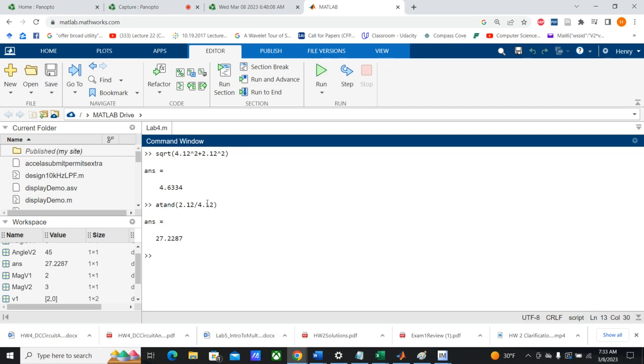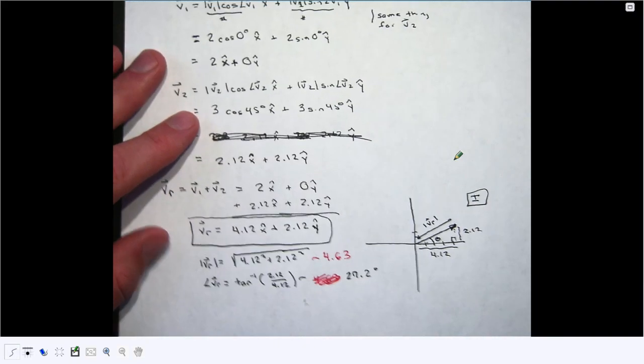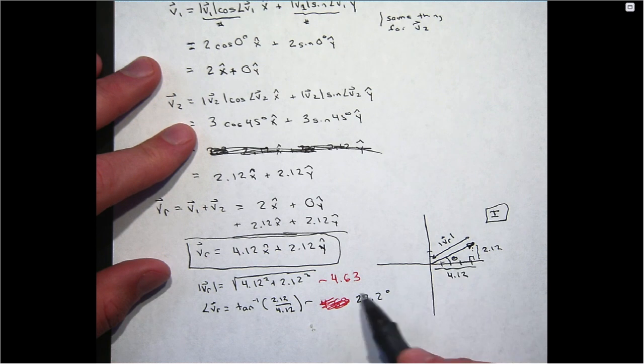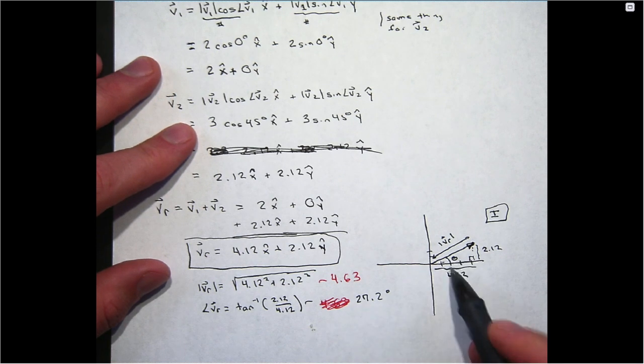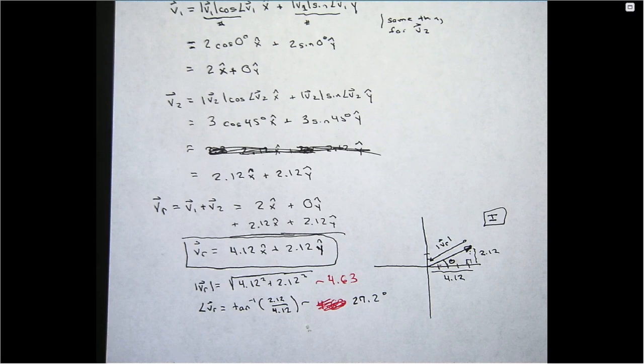So we can look at our dot cam and just see if that is a reasonable value. And this is larger in x than it is in y. So the angle is going to be less than 45. So 27.2 is a reasonable angle. And that distance, 4.63, is reasonable as well.